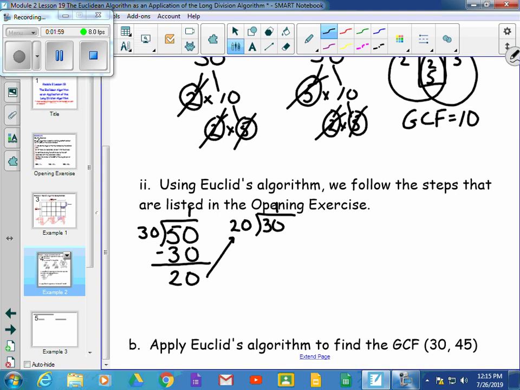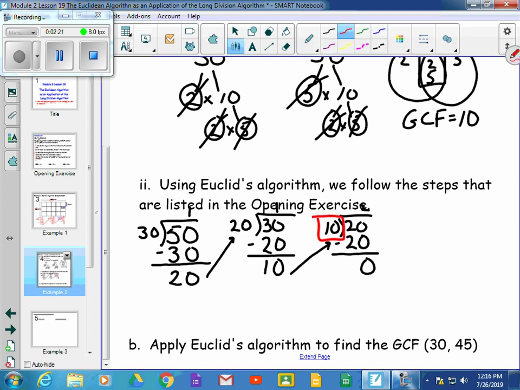20 goes in there one time, subtract. Still do not have a remainder of 0. So I repeat. Now 10 goes in there twice. Now I have my remainder of 0. What's the final divisor? 10. That's the greatest common factor.